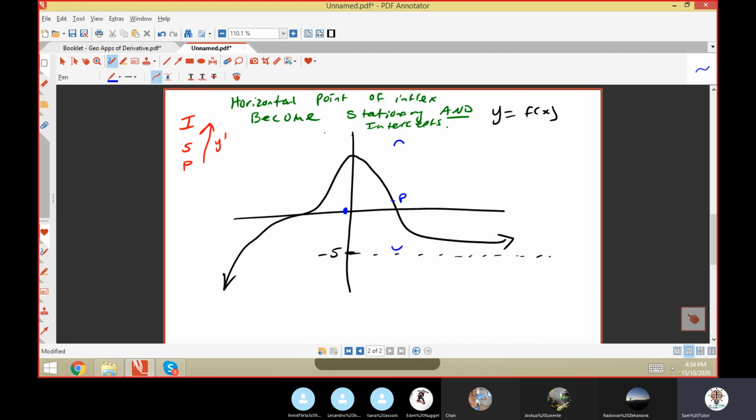This one, back to this. Horizontal point inflections, what do they become? Stationary and intercepts. So they're not stationary up here or down there. Where are they specifically? Yeah, specifically on the actual axis. They're right there. So you actually have their y values.